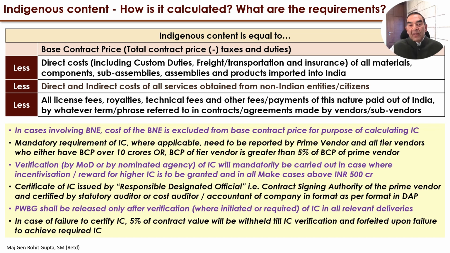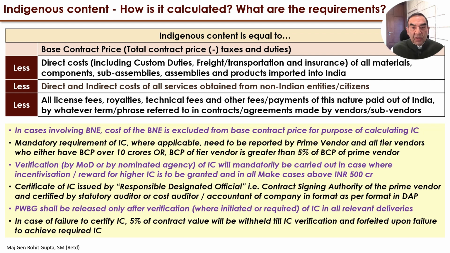Now we talked about indigenous content. How is it calculated? What are the requirements? This is a major factor that is there. Now we saw in the previous session, base contract price and indigenous content. What is it? Base contract price is the total contract price minus taxes and duties. That is not included in the base contract price. Now what else is less in it?